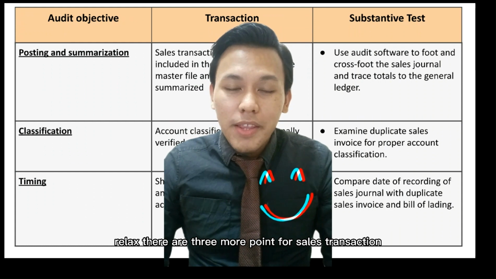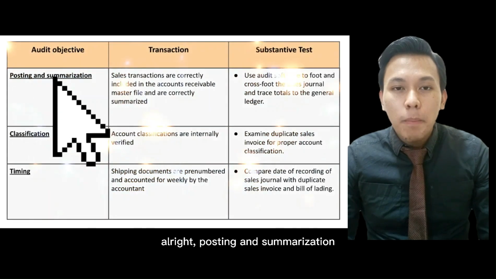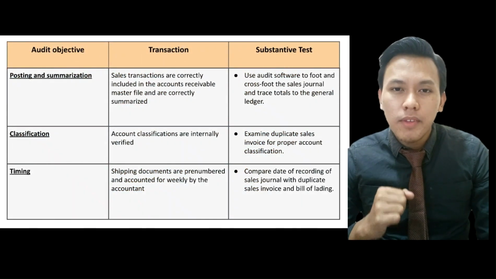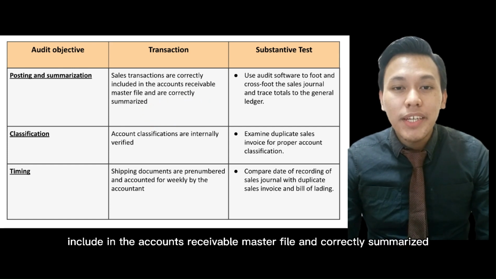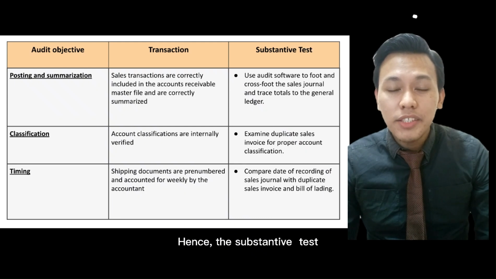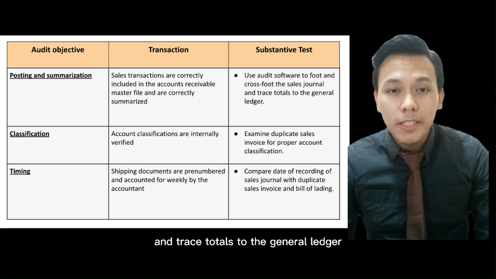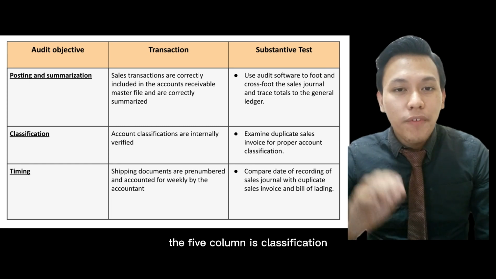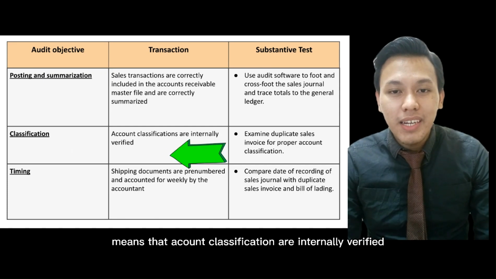Relax, there are three more points for sales transactions. Posting and summarization refers to whether the sales transactions are correctly included in the accounts receivable master file and correctly summarized. Hence, for the substantive test, the auditor may use audit software to post and cross-post the sales journal and trace the total to the general ledger. Then, the fifth column is classification, meaning that account classifications are internally verified.